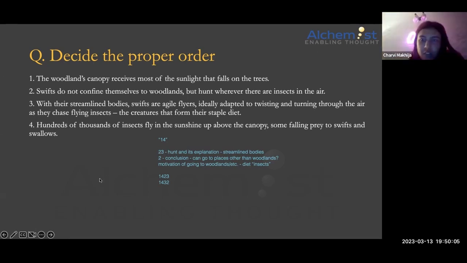It can be 1, 4, 3, 2 as well, because in third sentence, at the end when they're saying they chase flying insects, the creatures that form the staple diet, it is kind of introduction for the insects. So it can be 1432. I'll refine what she's saying. She's saying third sentence is telling us about what swifts eat. The second sentence is telling us that they do not confine to woodlands because they love eating what they eat. So they find it wherever they can. So क्योंकि because use कर लिया है, the explanation should have come earlier. So it should be 3-2.